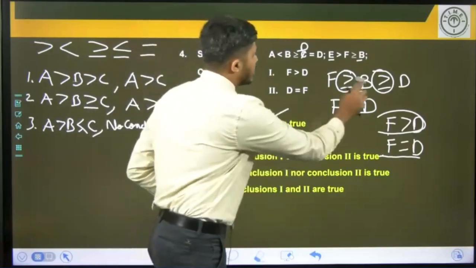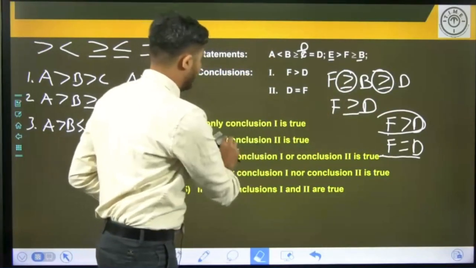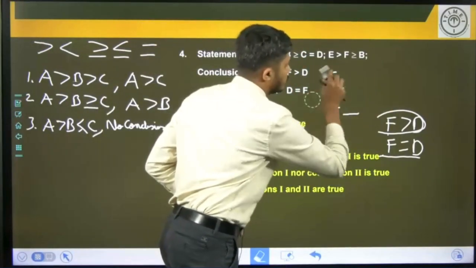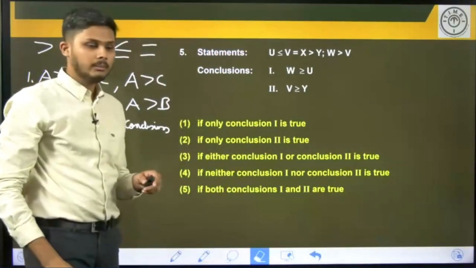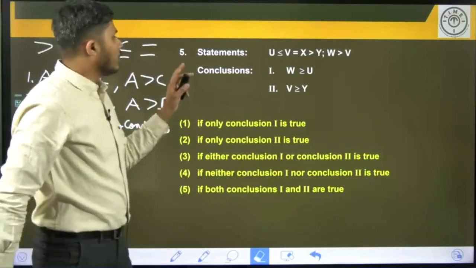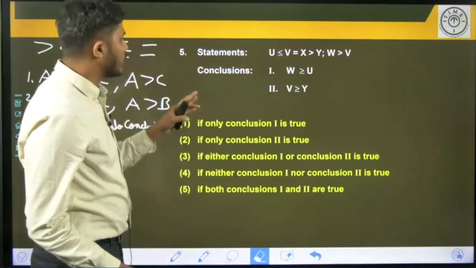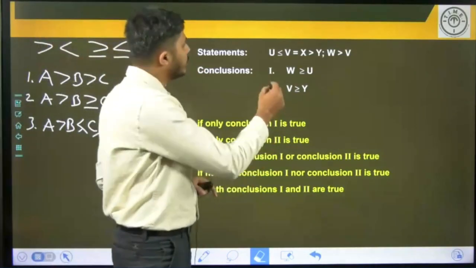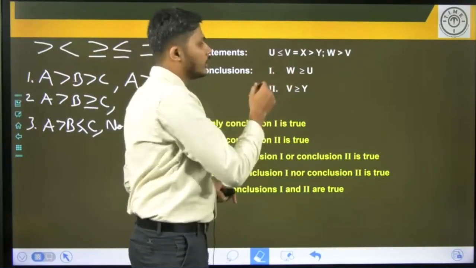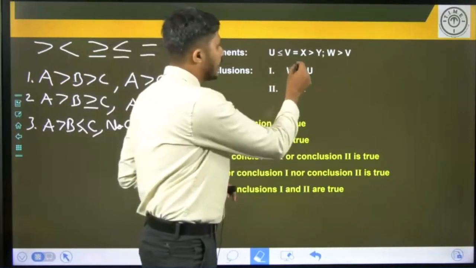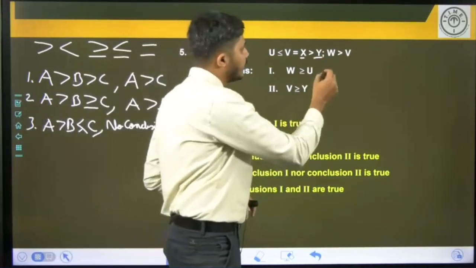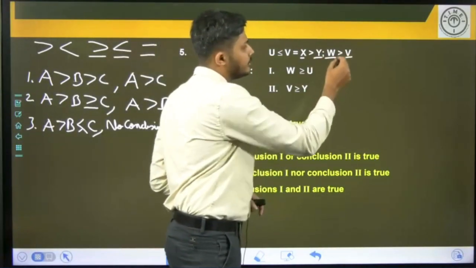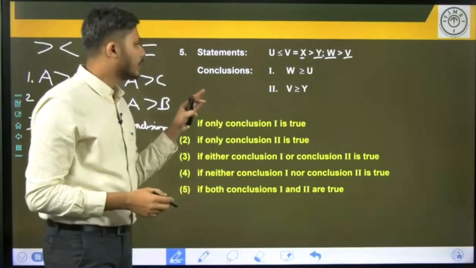So let us look at the next question. The fifth question. Let us read the statements. Here we are given two statements again. The first statement, U is less than or equal to V, V equals X and X is greater than Y. And the second statement, W is greater than V. So now let us get into the conclusion.